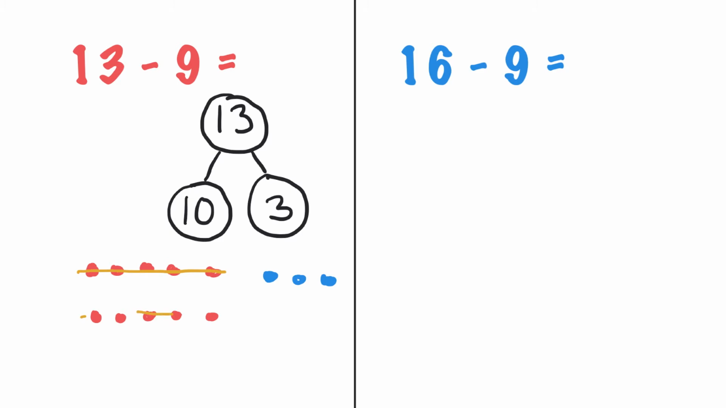There we go, crossed out 9. And I'm going to circle or group together what I have left. And if I count them up, I've got 3, and one more is 4. So 13 minus 9 is 4. If you haven't already, pause the video and I want you to complete 16 minus 9 on your own, following the same steps that I just did over here, and then come back and check your answer.